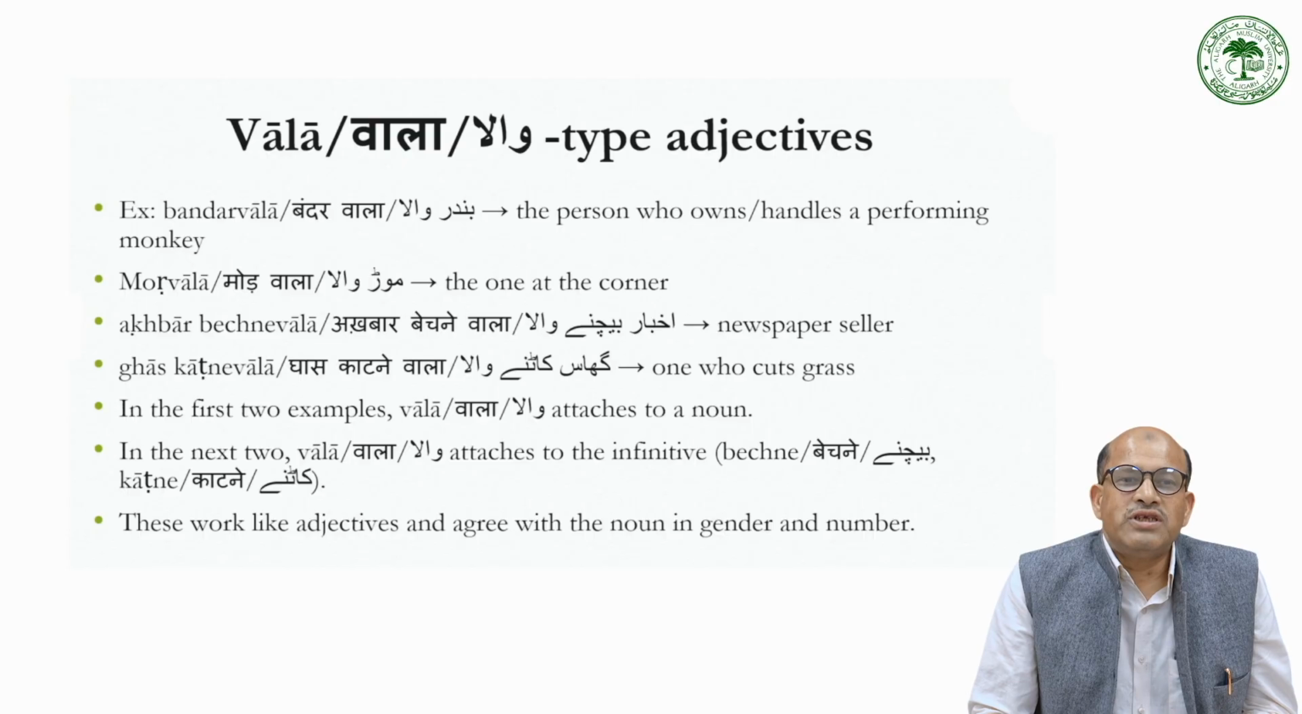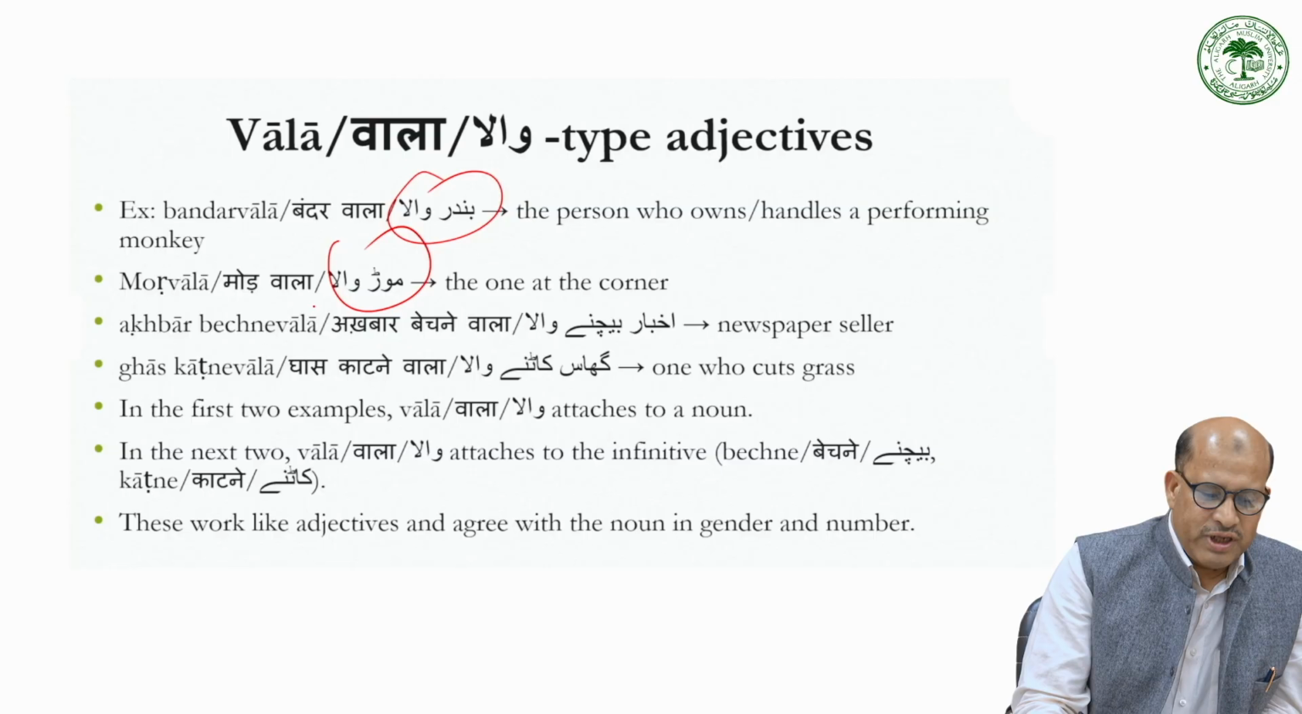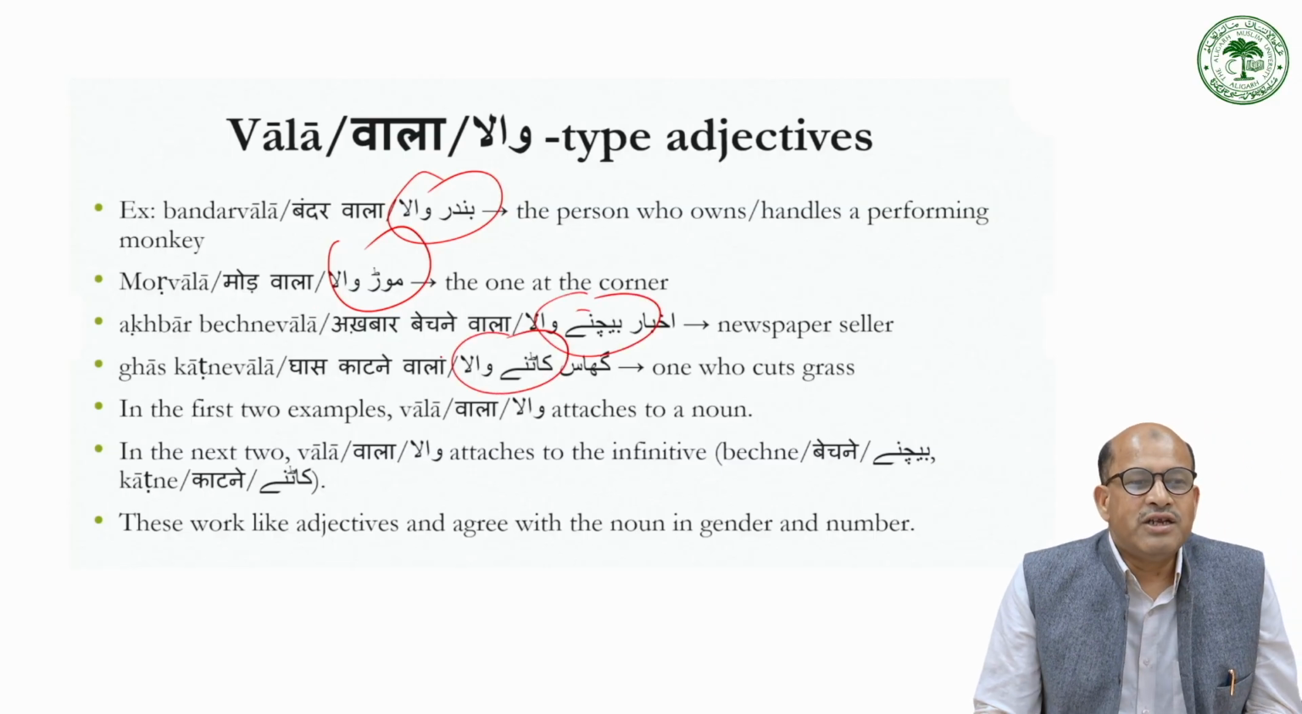Bandar wala, a person who owns or handles a performing monkey. Mor wala, the one at the corner. Akhbar bechne wala, the newspaper seller. Ghas kaatne wala, one who cuts the grass, or grass cutter. In the first two examples, wala attached to a noun, bandar wala, mor wala. In the next two examples, wala attached to the infinitive, bechne wala and kaatne wala. These work like adjectives and agree with the noun in gender and number.